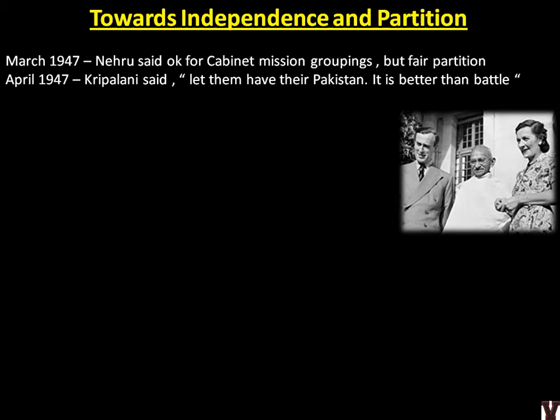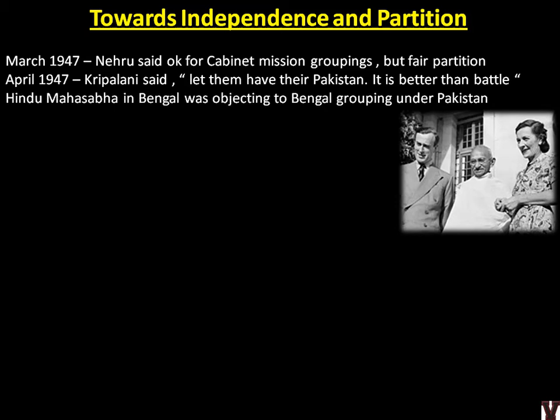he told like, let them have their Pakistan, it is better than battle. So even Indian leaders were fed up of these communal atrocities. So he is telling like, okay, do it, but everyone was telling the partition should be fair. The non-Muslims in Bengal and Punjab should not be unhappy by it. The Hindu Mahasabha in Bengal was objecting to Bengal grouping under Pakistan, because if you remember, Group C had Bengal in it, and it is the whole Bengal, and it will go under Pakistan.